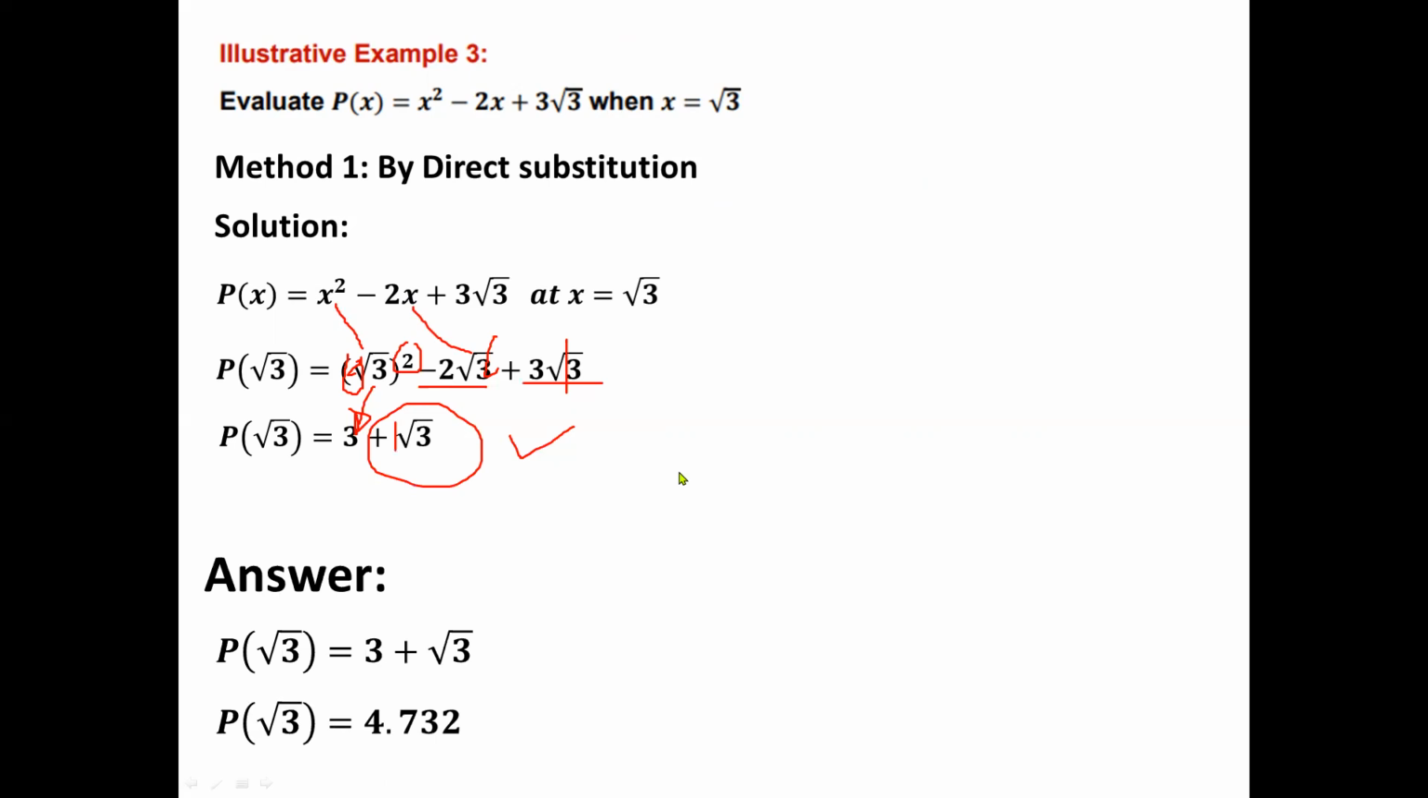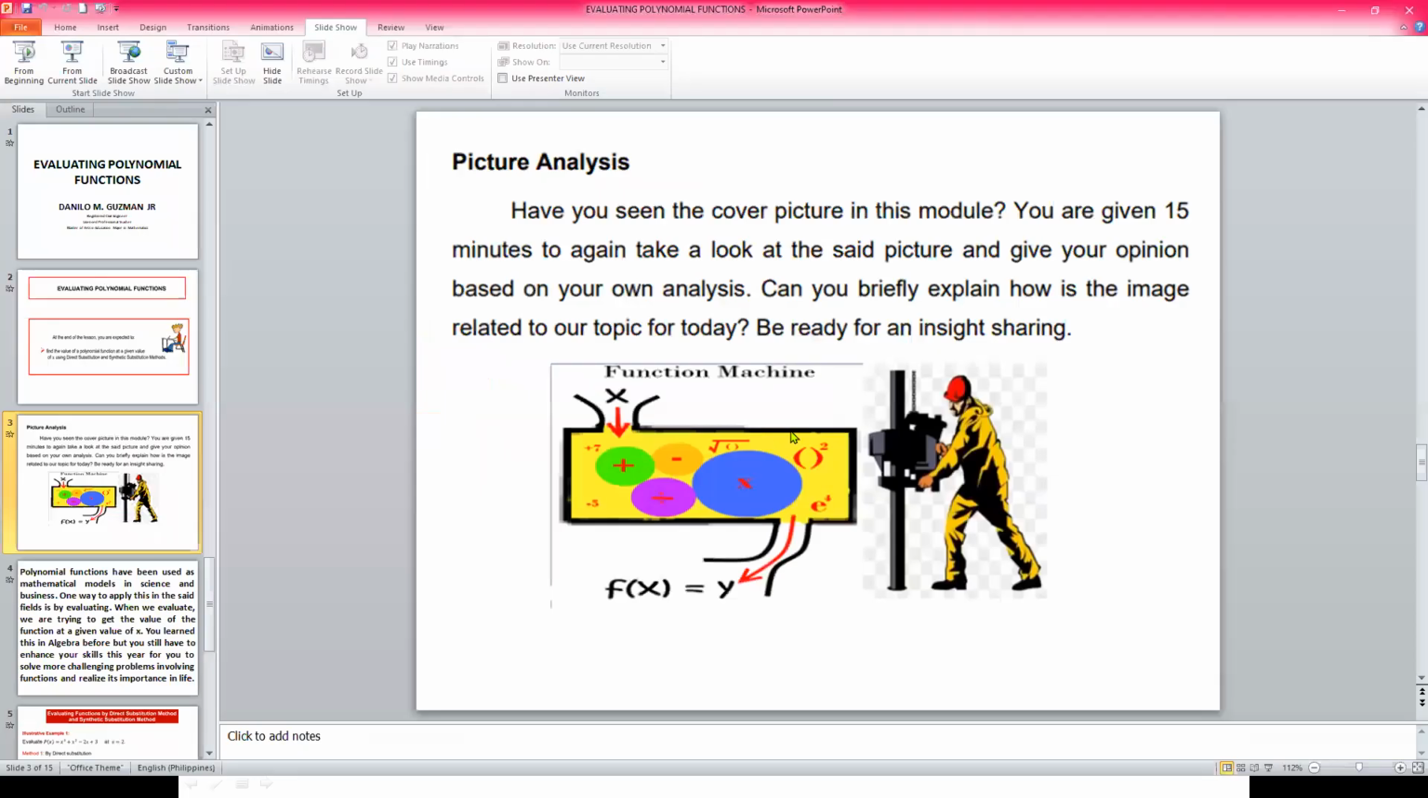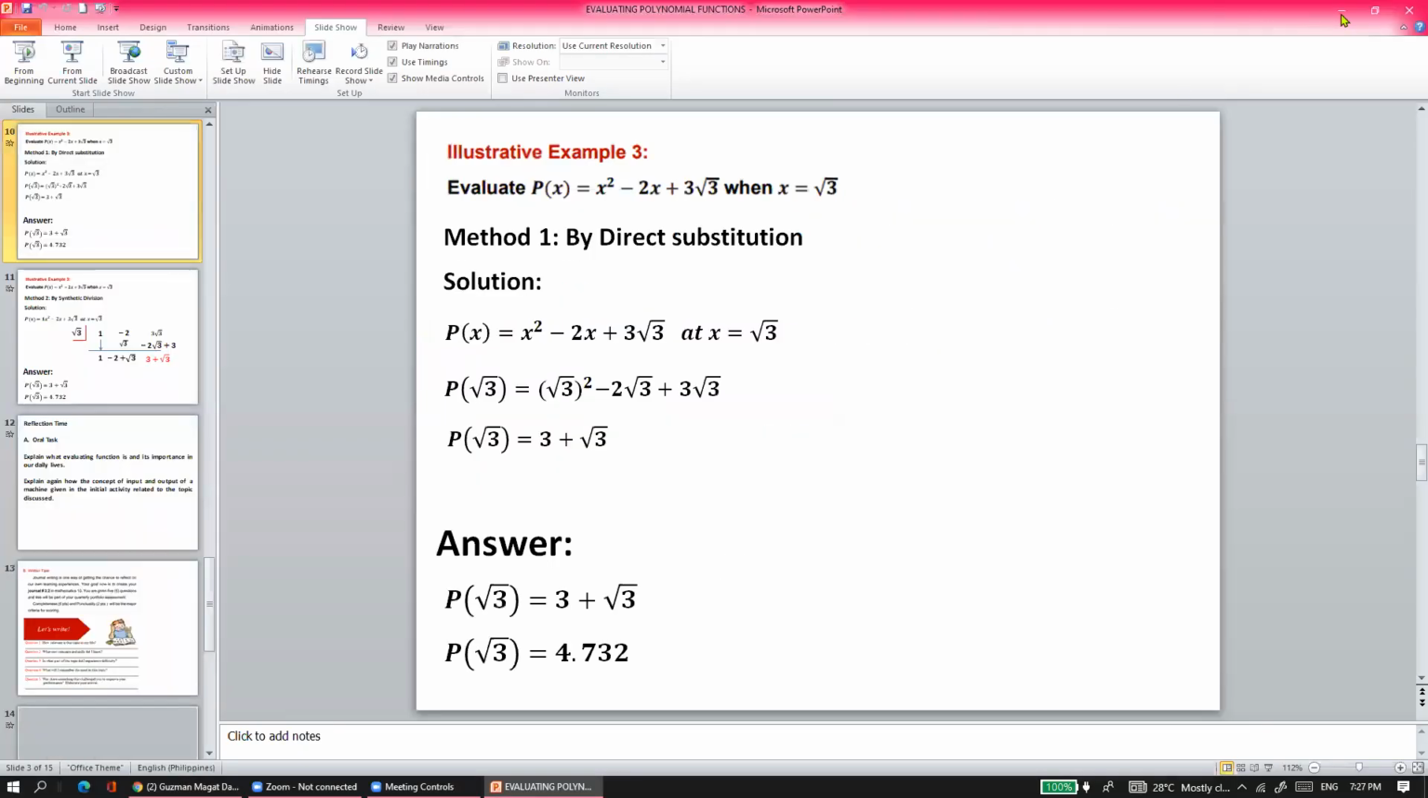Or we can actually change 3 plus square root of 3 into decimal. Pipindutin natin ang calculator. Ang value niyan is 4.732 lang. Tingnan mo, anak, no? Kung may calculator ka, eto, pakitaan kita sa calculator. Kailangan, anak, alam mo rin gamitin yung calculator mo. Kung nahihirapan ka ng mano-mano, actually, pwede kang mag-calculator.